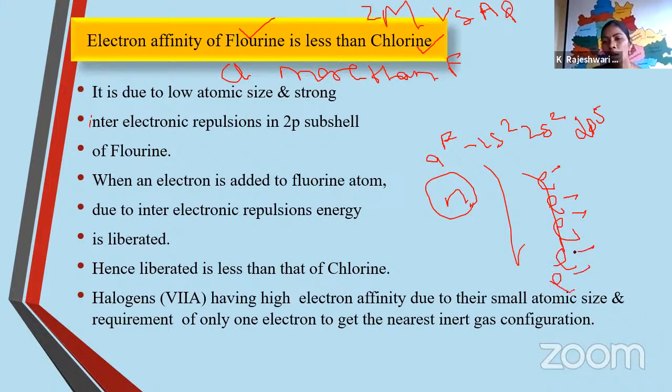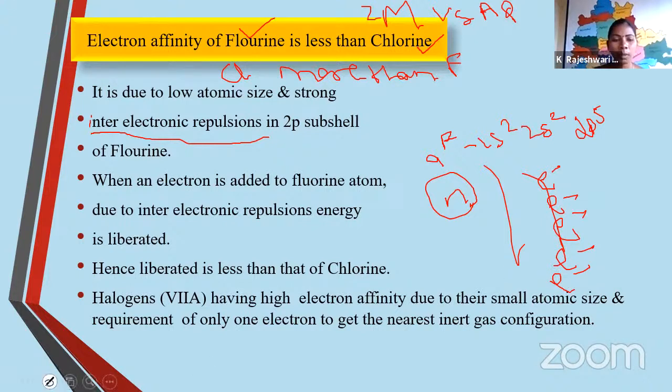Because of its smaller size, these 5 electrons have repulsions between them, inter-electronic repulsions. Suppose a bench can accommodate only 3 students. If you make 5 students sit, it is highly impossible for them to sit comfortably. In the same way, fluorine, because of its smaller size, has inter-electronic repulsions between electrons. That's why it has less electron affinity than chlorine.